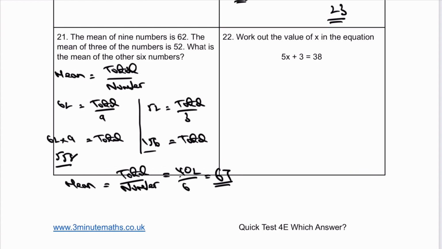Alright, let's finally go on to the value of x in the equation. Fairly straightforward. If I minus 3 from both sides, I'm going to get 5x equals 35, and then I'm going to divide by 5, and x is going to equal 7, and that's actually the answer to that final question.